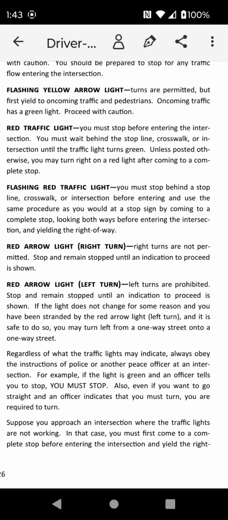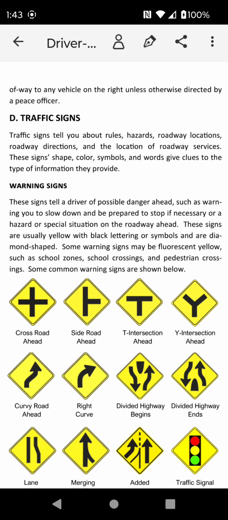Suppose you approach an intersection where the traffic lights are not working. In that case, you must first come to a complete stop before entering the intersection and yield the right of way. So think of it like a four-way stop. If you stop first, then the person to your right stops, and the person in front of you stops after him, and then the person on the left stops after the person in front of you, then you can go in that order. But usually we go by right of way, so the person to the right of you always goes. Remember the right of way goes to any vehicle on the right unless otherwise directed by a peace officer.